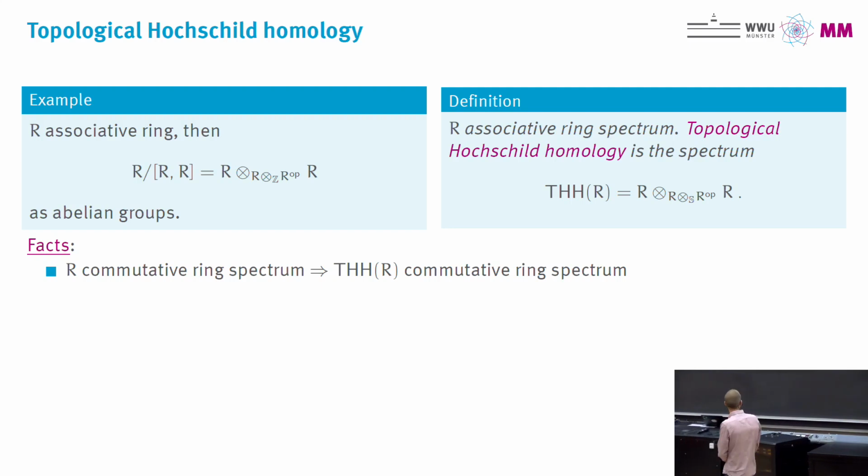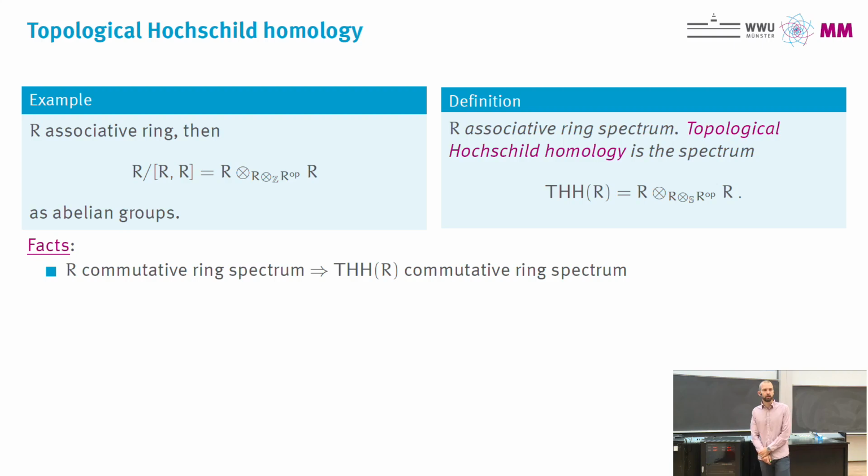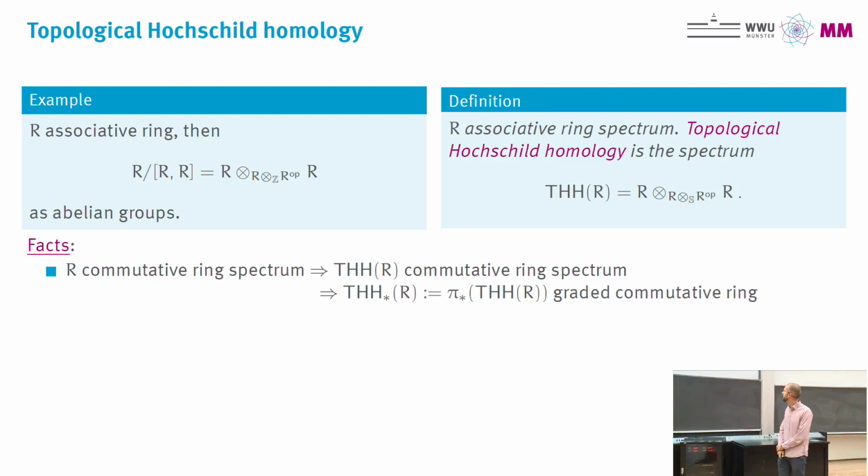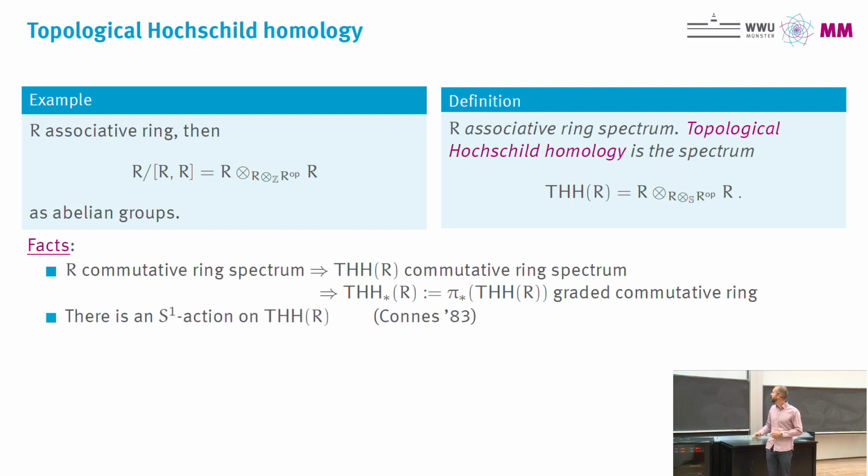If R is a commutative ring spectrum, then THH of R as well is a commutative ring spectrum. And as a result, the homotopy groups of THH form a graded commutative ring. So that's very often useful. Even though this is the analog of the associative Frobenius, we will actually exclusively apply it to commutative rings. But somehow, in higher land, even the analog of the associative Frobenius and the commutative one differ.